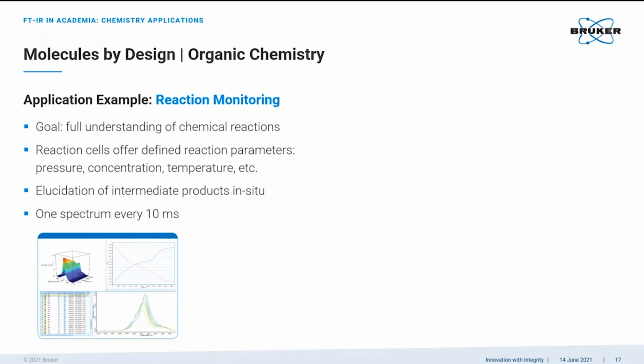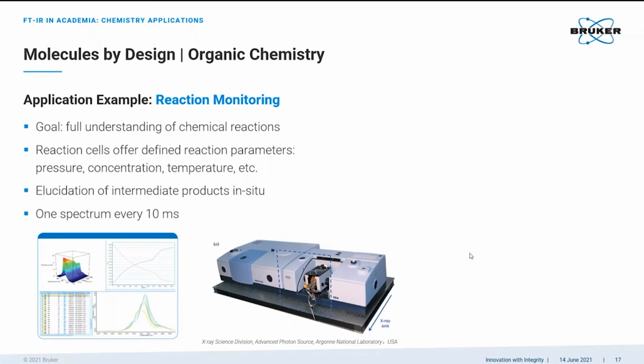FTIR instruments can be equipped with reaction cells for all kinds of transmission, reflection, ATR, and DRIFT measurement modes. Under well-defined pressure, concentration, temperature, etc., chemical reactions can then be monitored in situ. This photo shows such a setup in a national laboratory in the US. You can see the water pipe for temperature stabilization, the vacuum line for pumping, and the gas pipe for dosing of reactants coming out of the Harrick Praying Mantis reaction cell for DRIFT measurement.